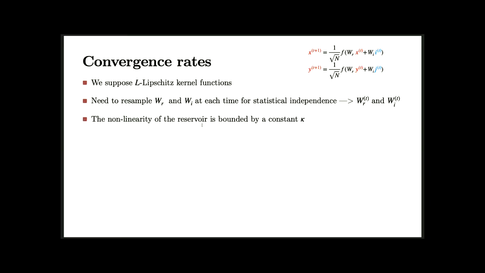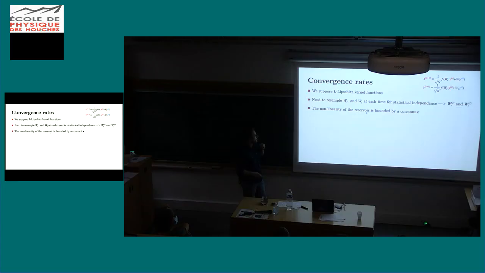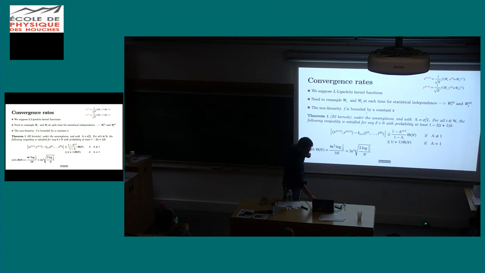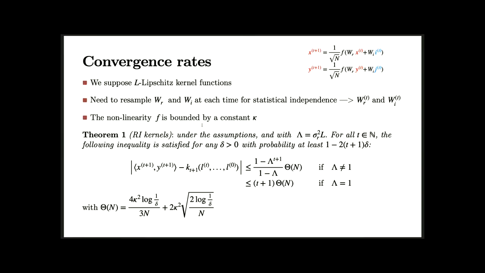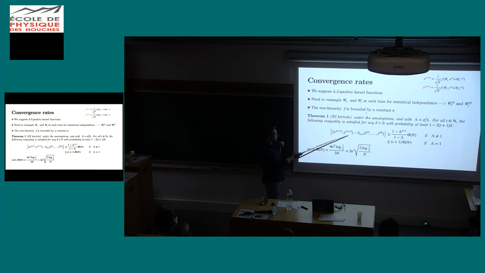So now a small theorem to show the convergence of the recurrent random features towards their recurrent kernel. We will suppose that we have kernels that are L-Lipschitz. We will also have to make an important assumption, which is that we resample the weights at each time to have statistical independence between the random features. And we will suppose that the nonlinearity of the reservoir is bounded by a constant kappa. And just using Bernstein inequalities, we show that our recurrent random features tend to the recurrent kernel at this rate, which is 1 over the square root of the number of random features.